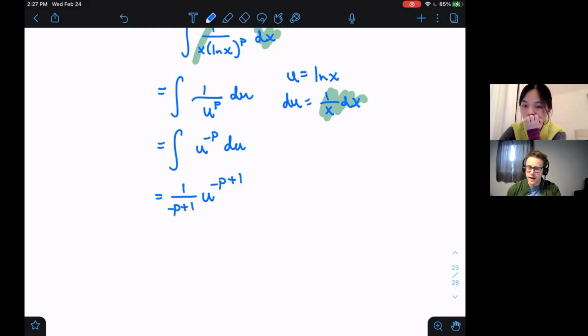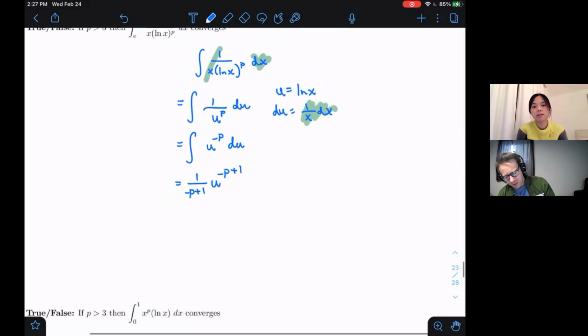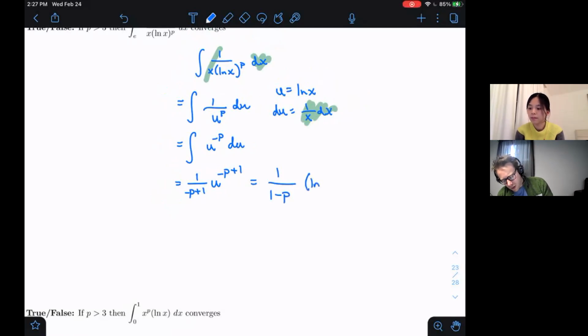Because if I took the derivative, I'd have to bring my power down and reduce my power by 1. So it'd go back down to just negative p. So here's what the antiderivative of this is. I suppose my last step, as always, whenever you're using a U substitution, we should swap back in. So this is going to be 1 over, and I'm going to write this as 1 minus p, and then we're going to have the natural log of x raised to the 1 minus p. So instead of negative p plus 1, just writing it like this.